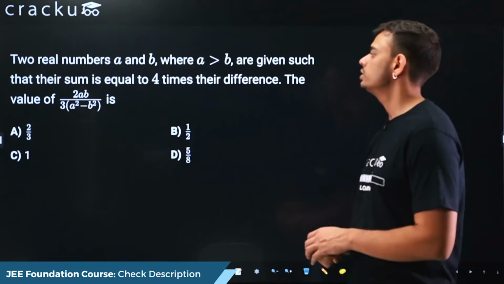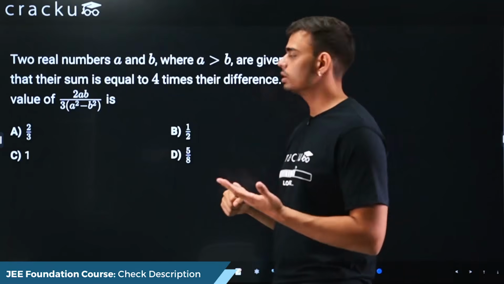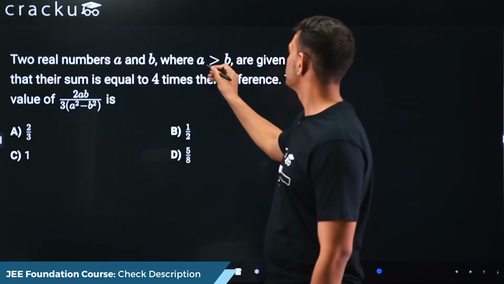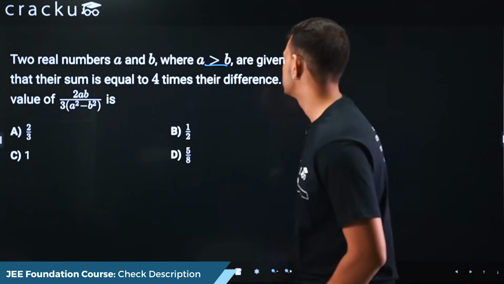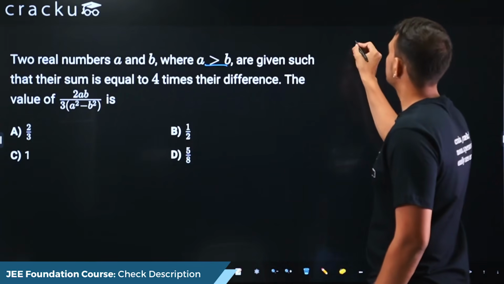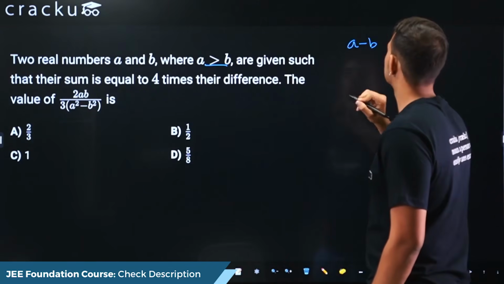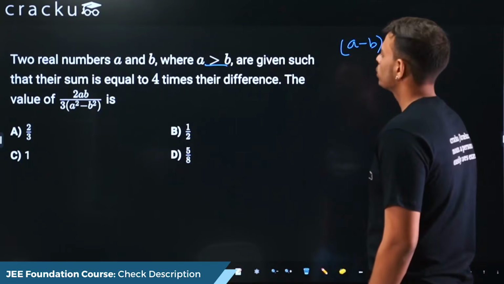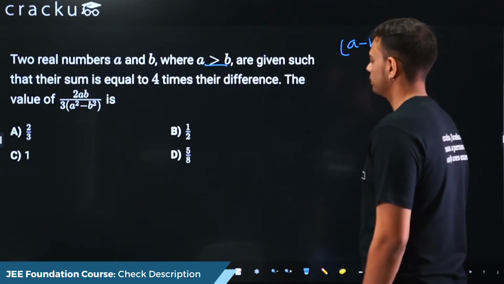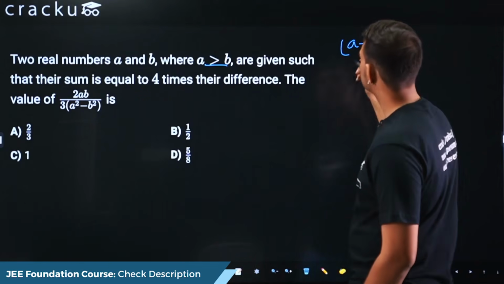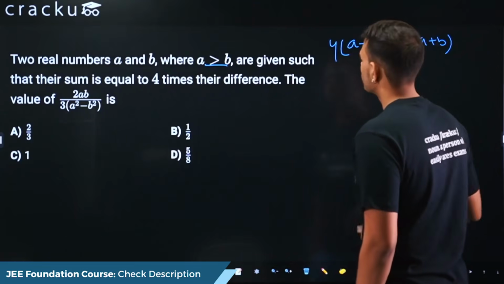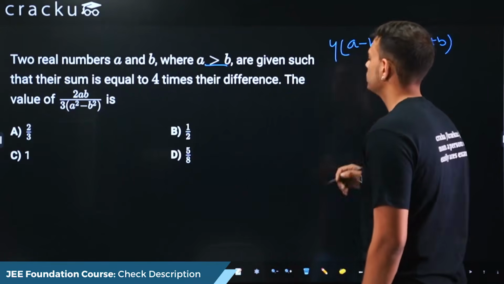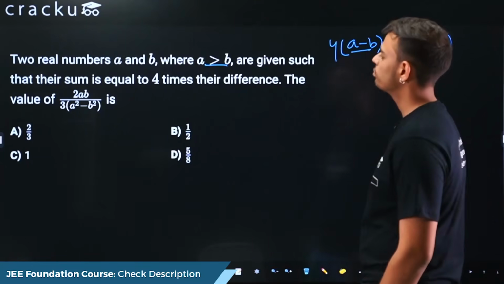In this question, we are given that a and b are two real numbers, where a is greater than b, such that their sum is equal to 4 times their difference. The difference will be written as a minus b, because the sum is always greater than the difference. So the sum is 4 times the difference. And as a is greater than b, I will write the difference as a minus b instead of b minus a.